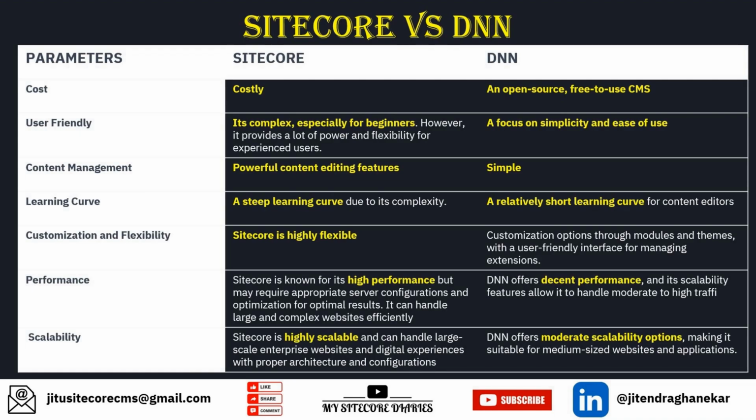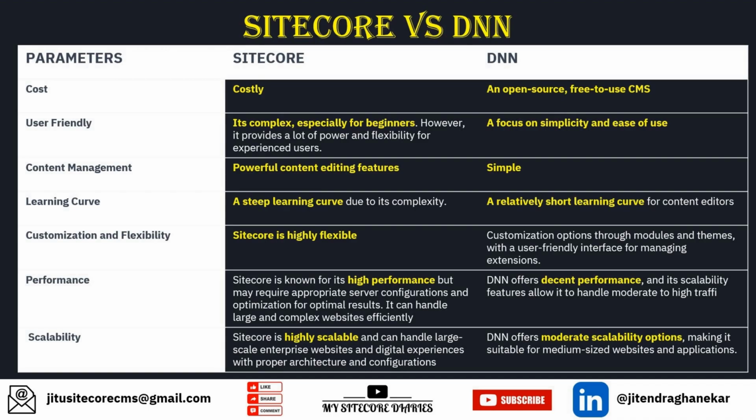So these are a few parameters. We'll see more parameters now, but for this: cost, user-friendly, content management, learning curve, customization and flexibility, performance, scalability. Till now, even though Sitecore has the upper hand, DNN is a free-to-use CMS. So the cost is very important here. When you talk about the cost, it is not just a license we are thinking about. Yes, the license is very costly for Sitecore, but other things also come into the picture.